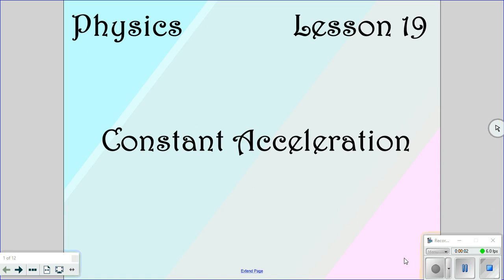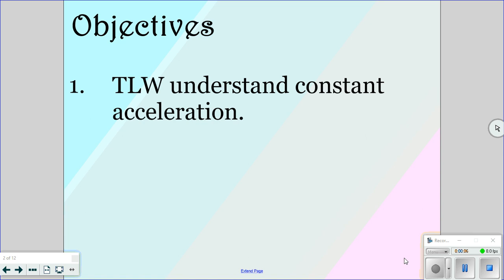Alright, so we're looking at lesson 19 today. We're going to look at constant acceleration. So hopefully after this lesson you'll understand how constant acceleration works.